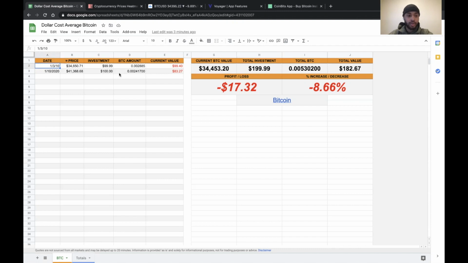99.99, and then there was another purchase for 100. So I'm going to continue on with this going forward, and it'll be $100 every week, and it'll update the amount that I bought and the value of it, and the current price, total investment, total amount of sats, and the dollar value of it. So as you can see right now, the profit is down 17 bucks, 9%.